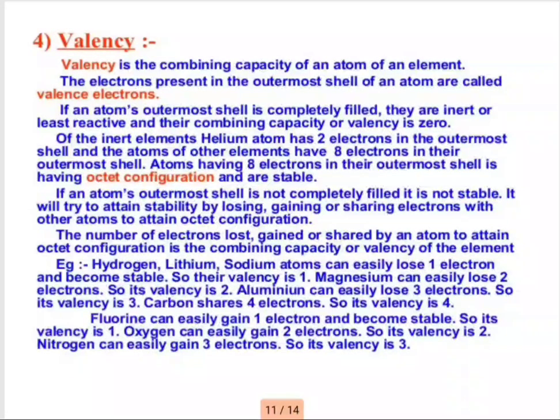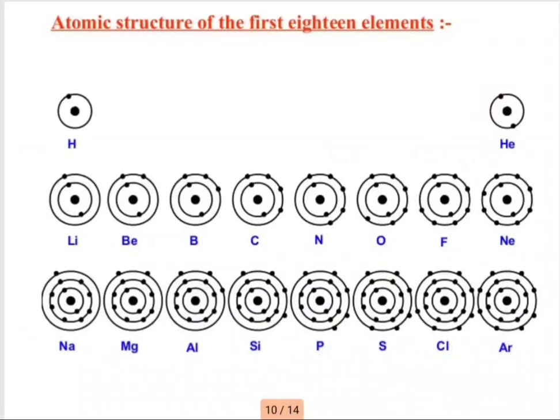The number of electrons lost, gained, or shared by an atom to attain the octet configuration is the combining capacity or valency of the element. For example, hydrogen, lithium, sodium atoms can easily lose 1 electron to become stable, so their valency is 1. Magnesium can easily lose 2 electrons, so its valency is 2. Aluminium can easily lose 3 electrons, so aluminium has a valency of 3. You can see in this figure.